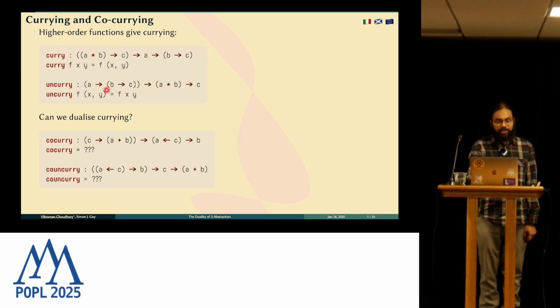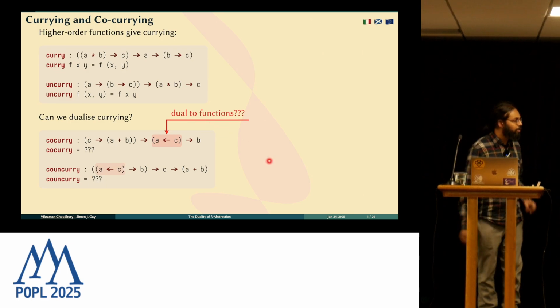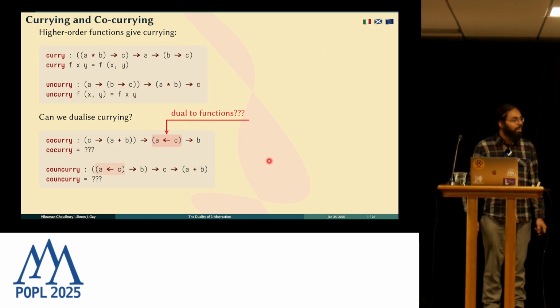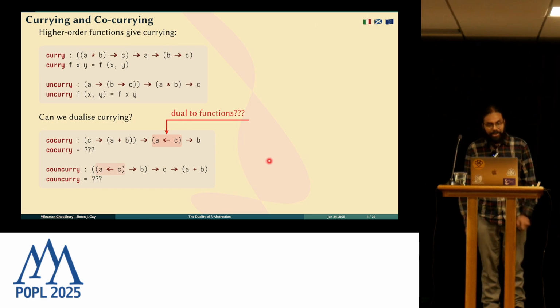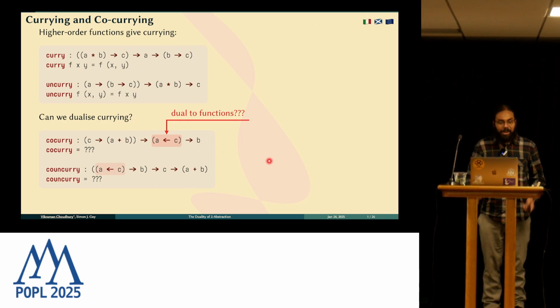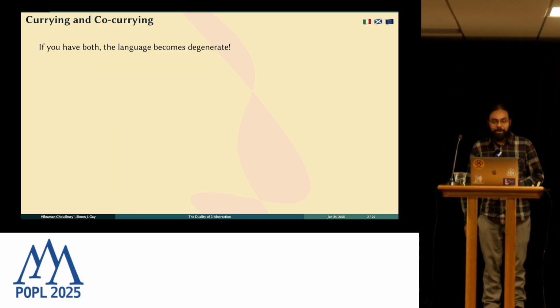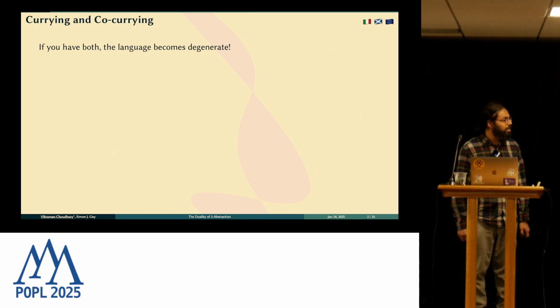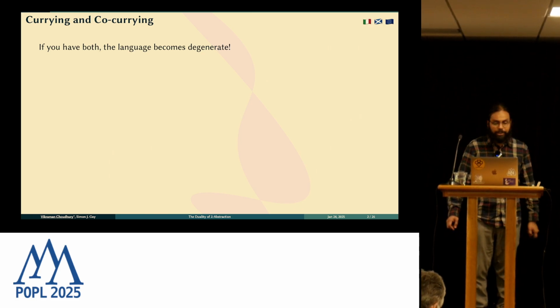We know products are dual to sums, so let's put sums on the right. And now I want something on the left which is dual to functions. Okay. So what's a dual to functions? And can you actually get it in a functional programming language? Okay. So it's an interesting puzzle, but the answer is very boring because if you have both currying and co-currying, your language becomes degenerate, which means you can't compute anything with it.